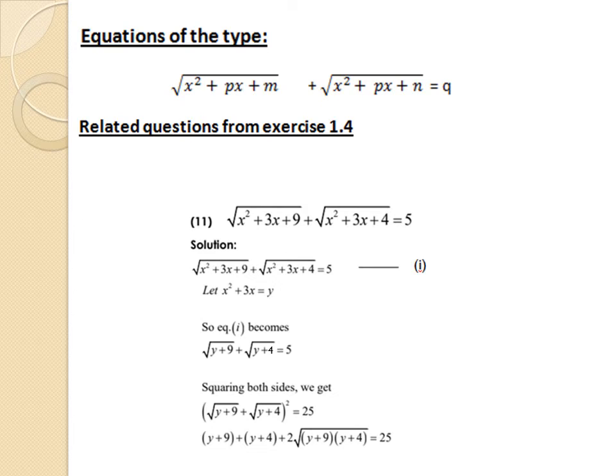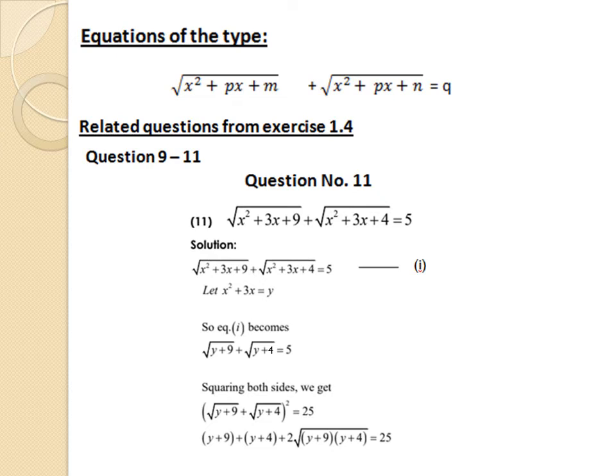Your related questions from exercise 1.4 are question numbers 9, 10 and 11. Here, students, I will solve question number 11 for you. Your question number 11 is √(x² + 3x + 9) + √(x² + 3x + 4) = 5. If you identify the type of this equation, students, you have two quadratic expressions in the form of a sum. Both are under the radical sign and they have the same square and linear terms.